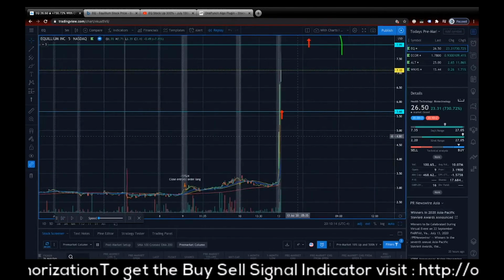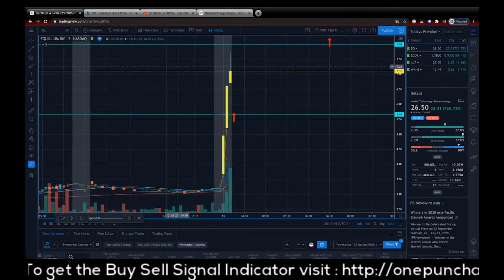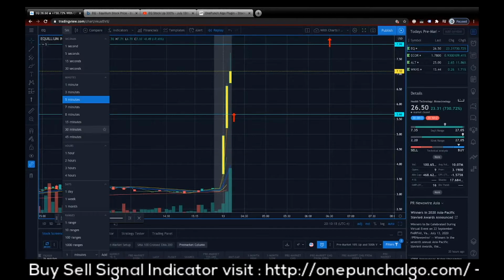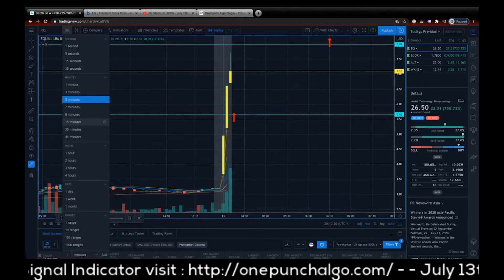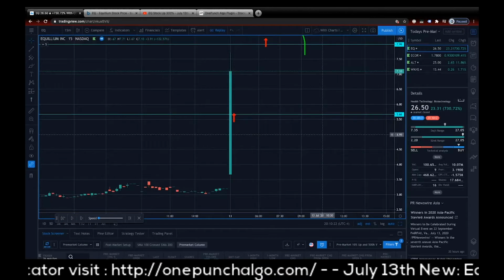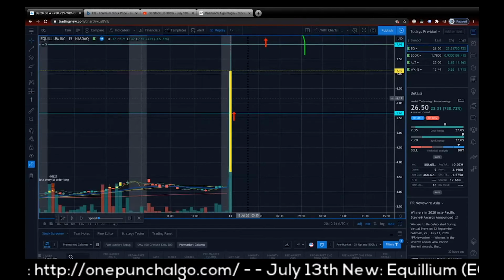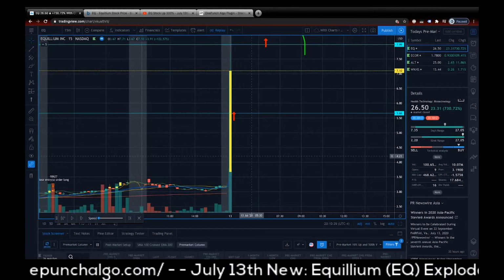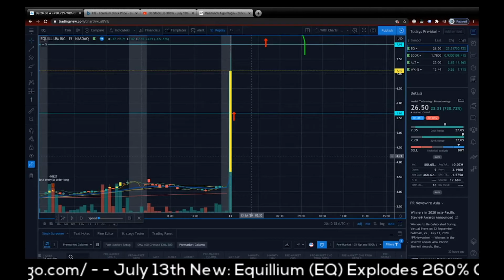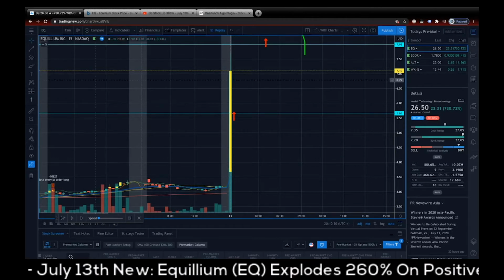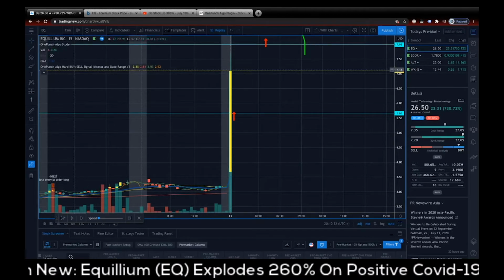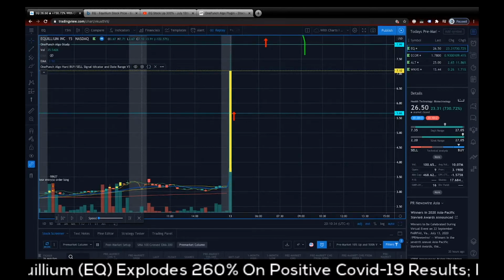So right now I am using a 5-minute candlestick, but let's turn it into a 15-minute candlestick. So this is how the 15-minute candlestick is going to look. In this chart I have activated the OnePunch Algo plugin, which gives the buy and selling signal.